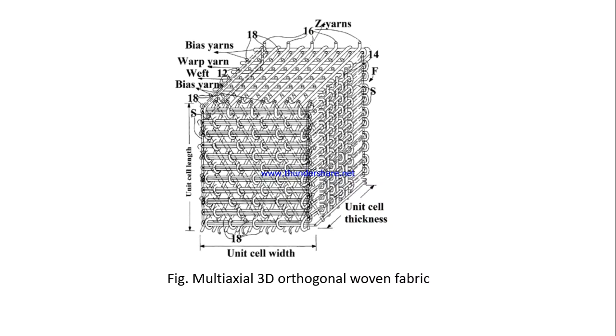So here the multi-axial 3D orthogonal woven fabric structure is shown. Here also you can see how the fabrics are interlaced, how there are bias yarn, warp yarn, weft yarns, and again there is a second set of bias yarn. So the unit cell has been shown, unit cell width and unit cell thickness are also shown. So in this way, the woven architecture of the 3D woven fabric can be represented. So that's all for the 3D weaving in brief.